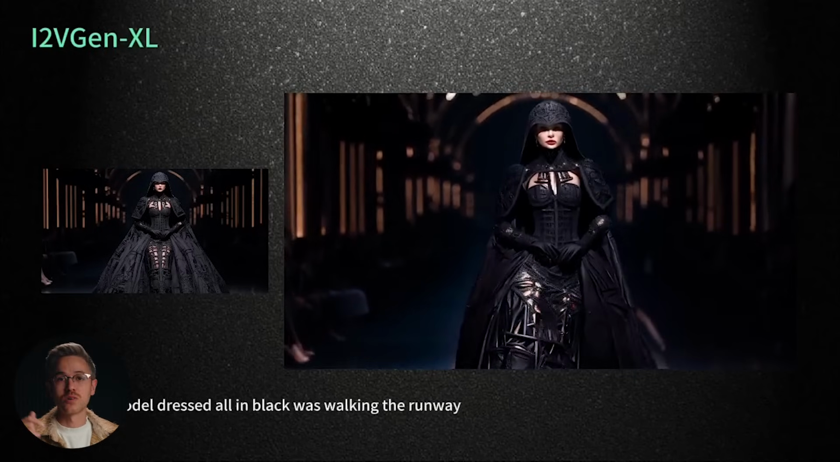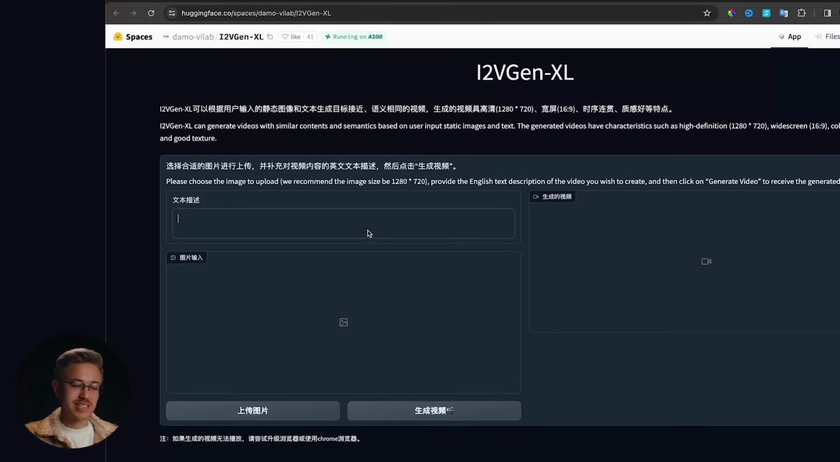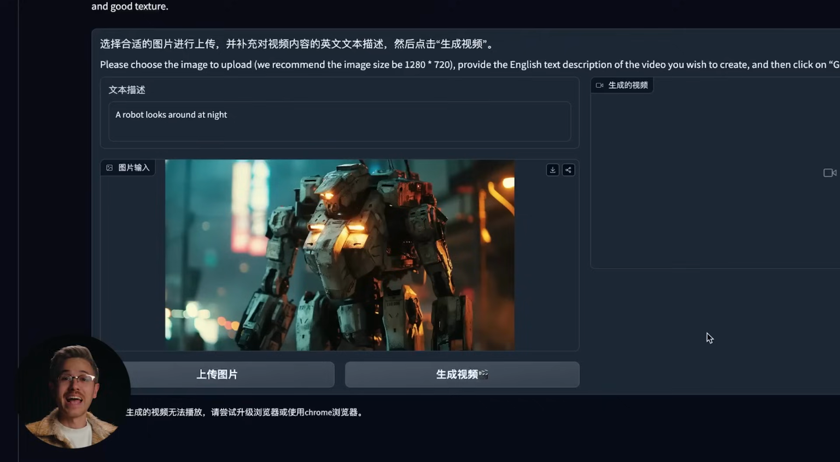Let me show you how to use it. You can find the link below this video. It's all in Chinese at this point, but it's called i2v Gen. At the top, you can type in a prompt. So we'll say a robot looks around at night and click this button that apparently stands for upload. So we have this image of a mech suit. And when you're ready to generate, just click the generation button.